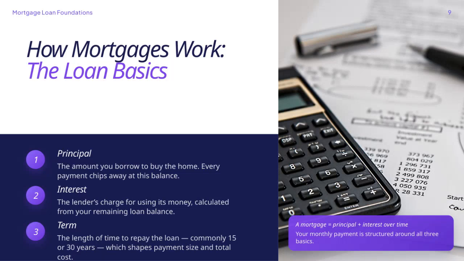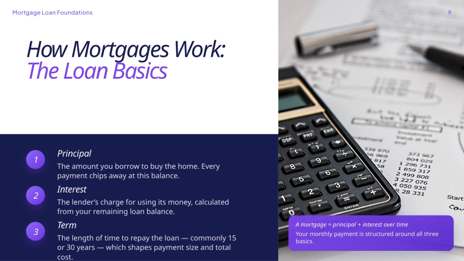Let's break down how mortgages work by focusing on three key components: principal, interest, and term. First, the principal is the amount you actually borrow to buy your home. Each payment you make reduces this balance bit by bit. Next, interest is essentially the fee the lender charges for letting you use their money. This amount is calculated based on the remaining balance of your loan. So as your principal goes down, the interest you pay can change as well.